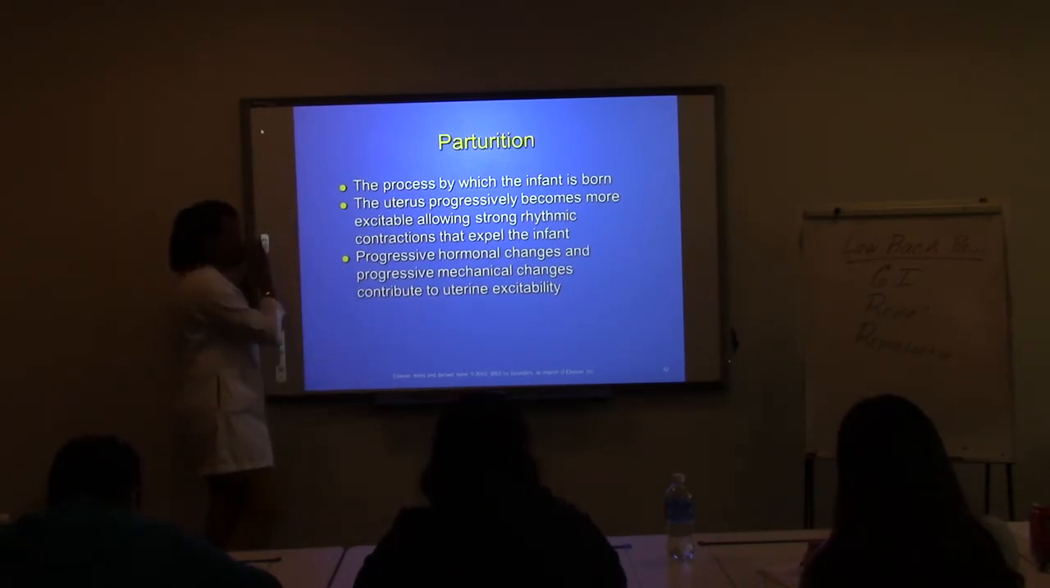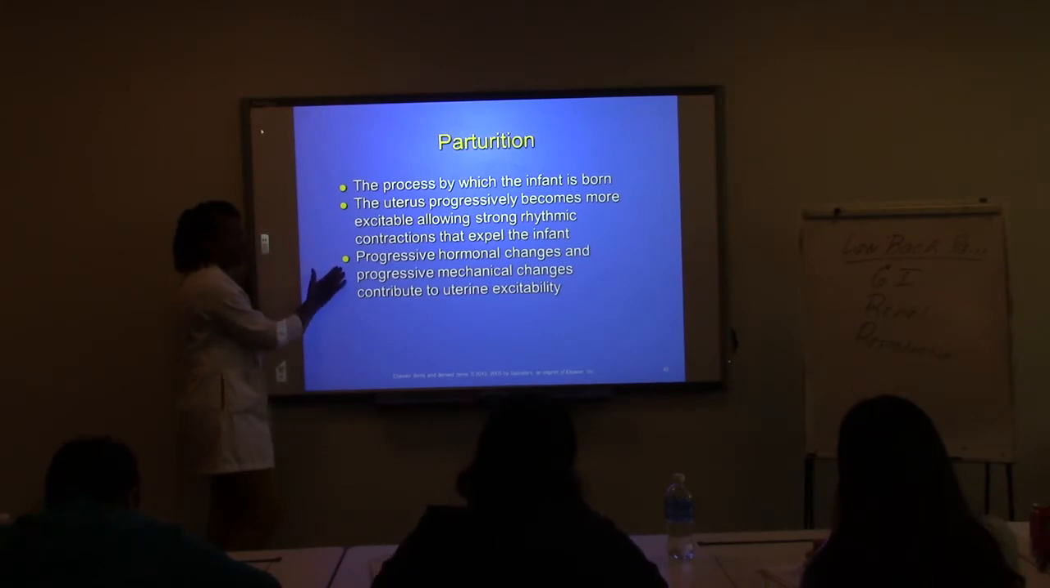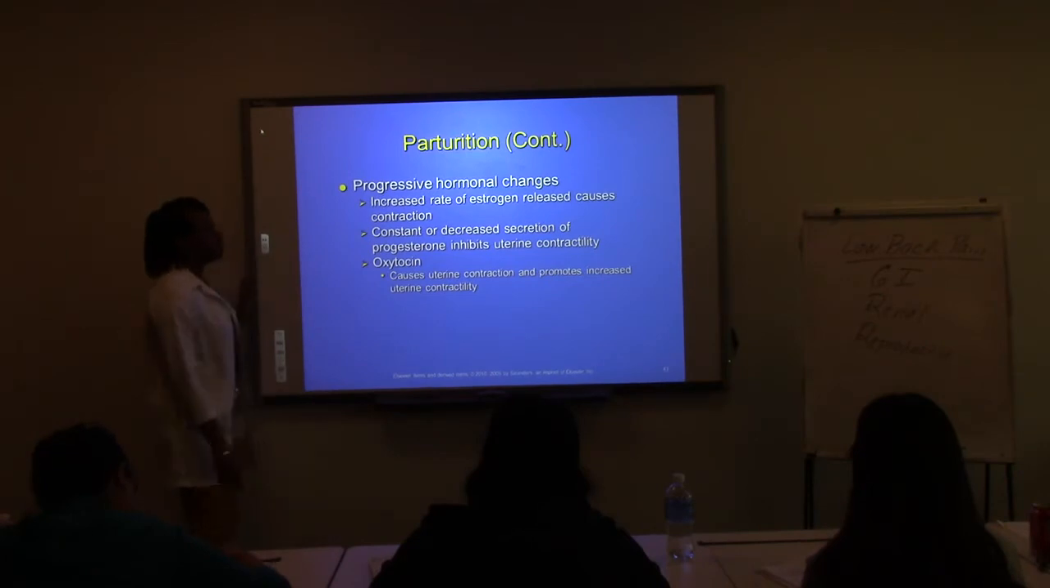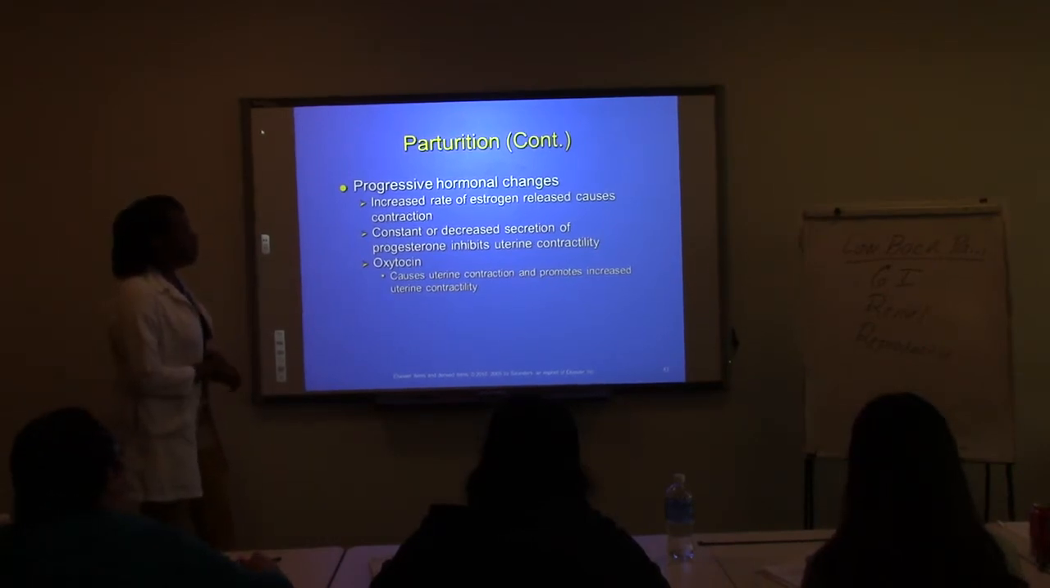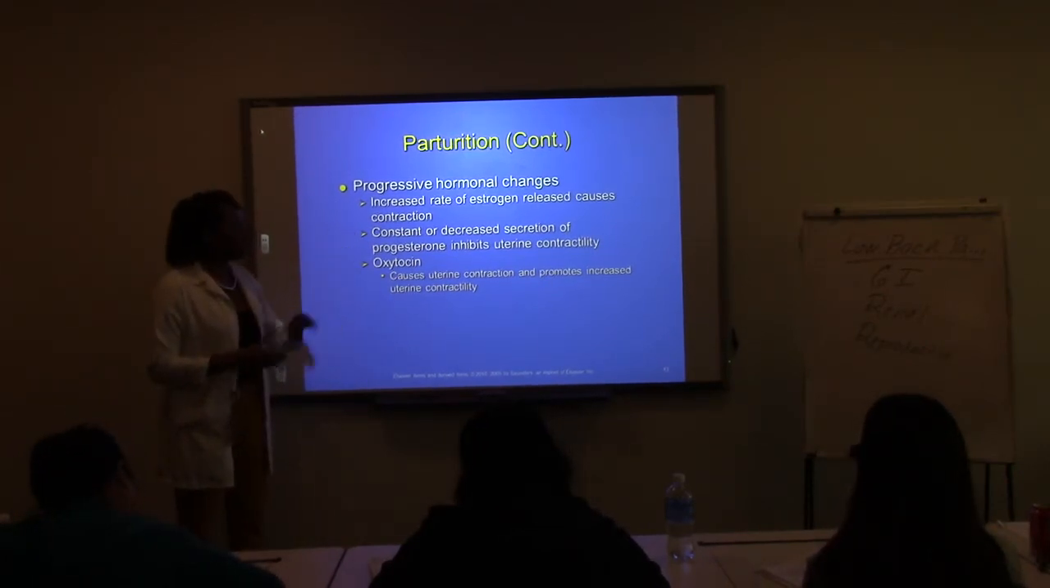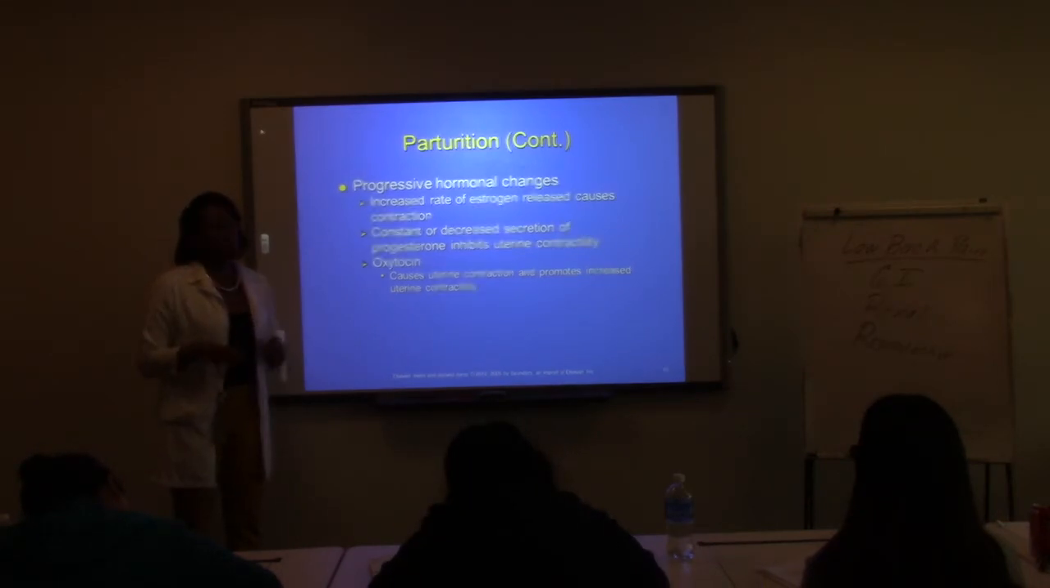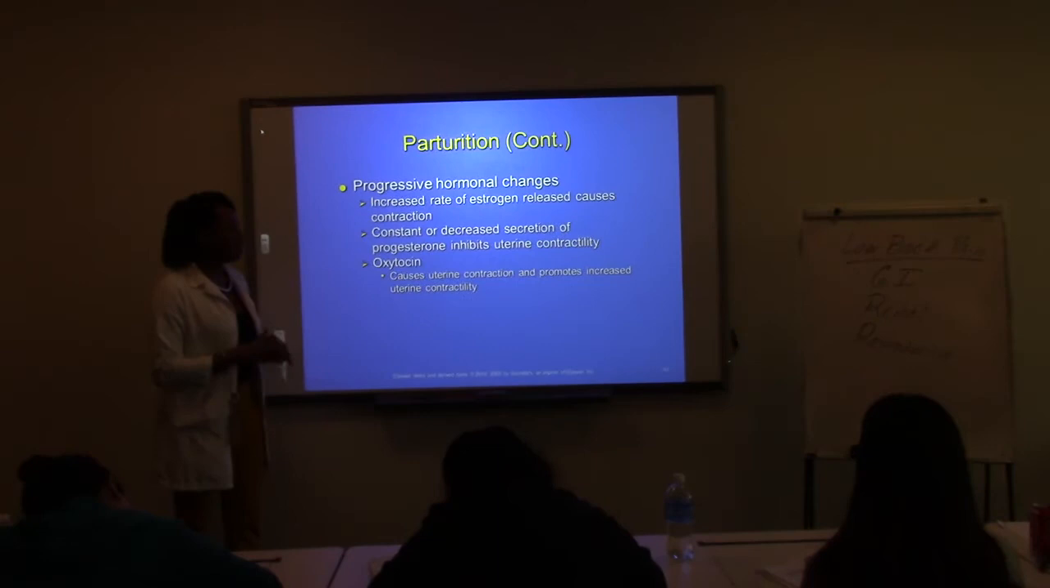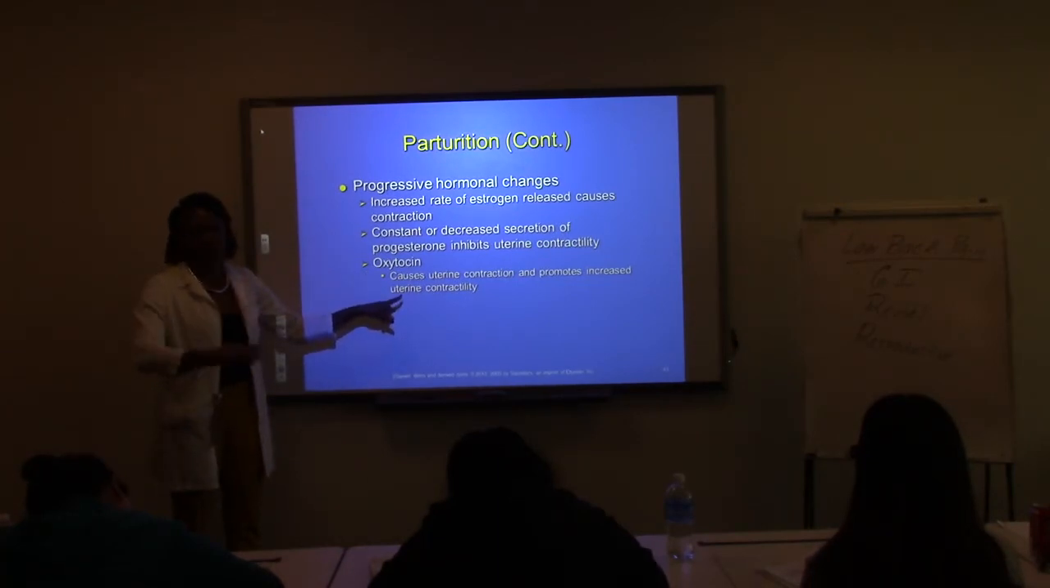So progressive hormones will change, and progressive mechanical changes will help the excitability. So hormones will change. We will increase the rate of estrogen that is released, causing contractions. Decreased progesterone, which inhibits uterine contractility, and oxytocin, as we just said, will also help with those contractions.